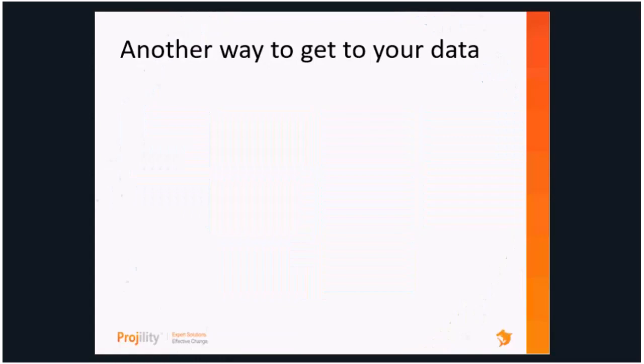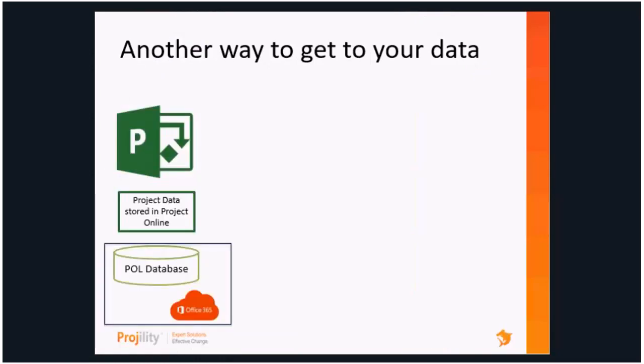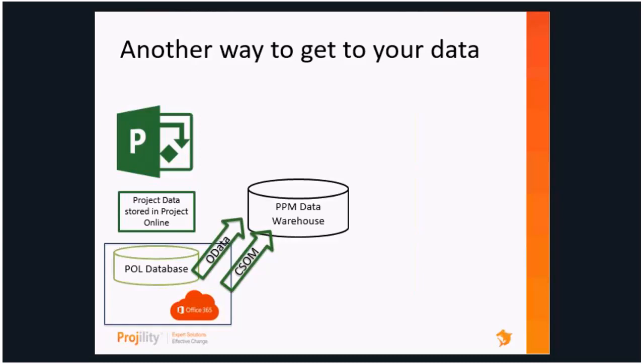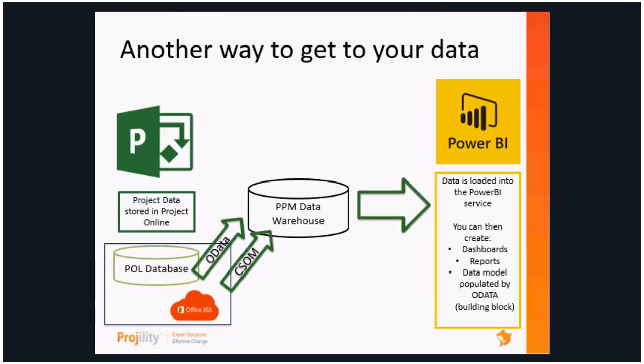Another way to get to your data, we've got our Project Online service. And a popular way a lot of people are looking at it now is not only using OData, because OData provides you a good amount of the data that's in Project Online, but also using Project Online's API, which gives you access to a lot of additional data and fields. And I'll give you some examples of that. Then staging that data in what's called a PPM data warehouse, which is a formal relational database, which you can store out in the Azure cloud as an example. And from there, you can generate your reports in Power BI.